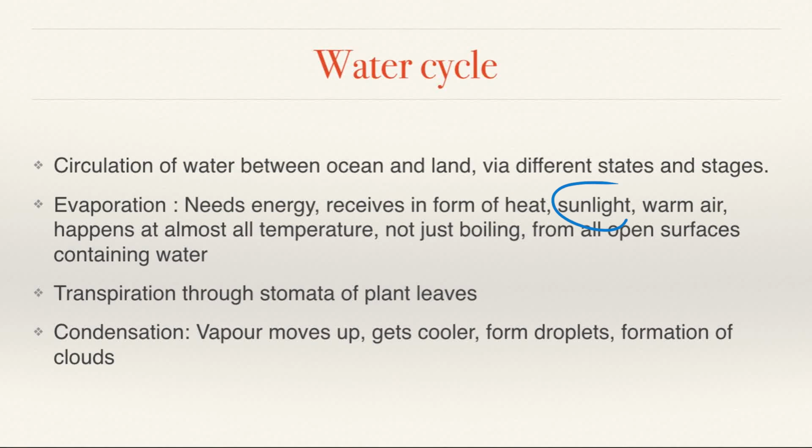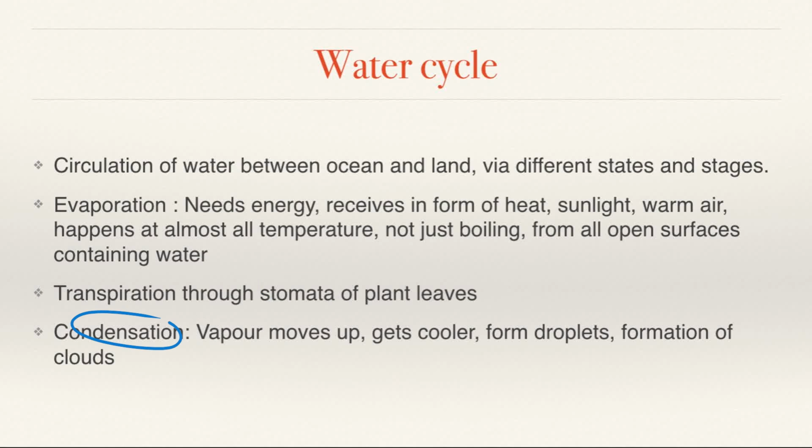If there is sunlight, if the air is warm, evaporation happens just before boiling, and from all the open surfaces containing water. People think that it only happens at boiling, but that is wrong. Even at 25 degrees Celsius you will see water go away. An open surface is a must, because otherwise water will not go away. Now transpiration through stomata of plant leaves is again a form of evaporation.